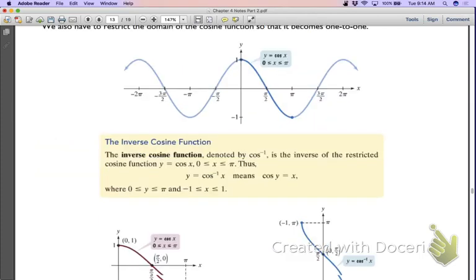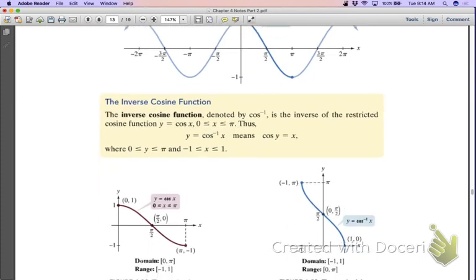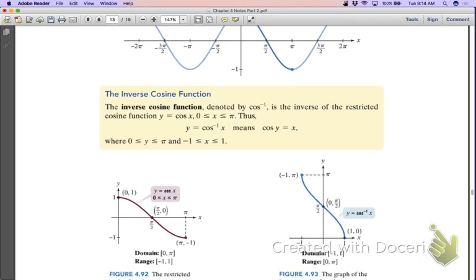The biggest difference here with cosine as opposed to sine and tangent, okay, it's still just my x and my y value flipped. It's still a reflection over the line y equals x, as far as my inverse is concerned. Now, the biggest difference as far as my restrictions are concerned, instead of it going from negative pi over 2 to pi over 2, it goes from 0 to pi.